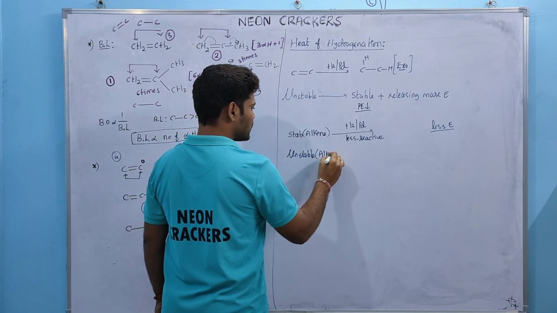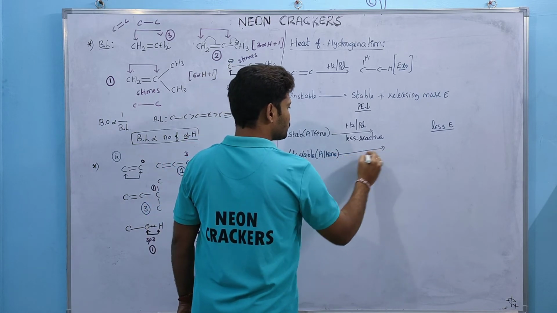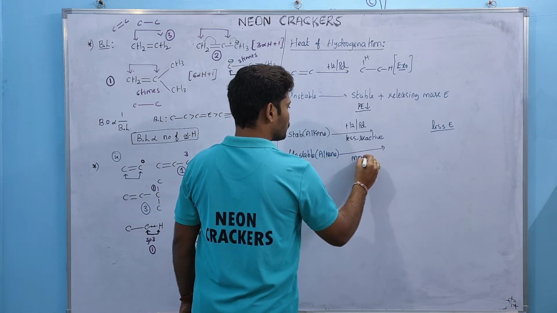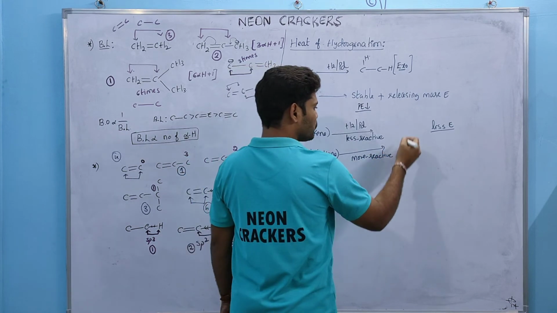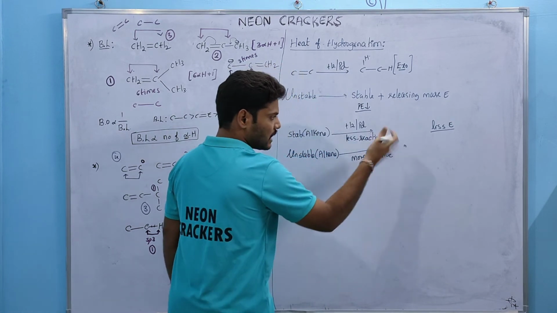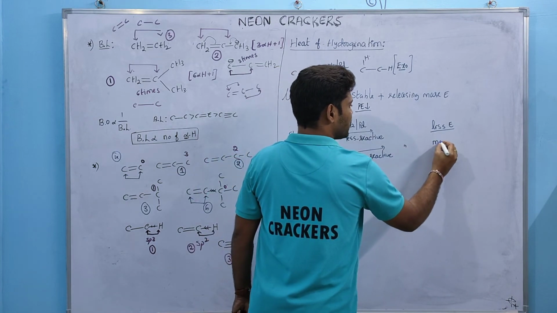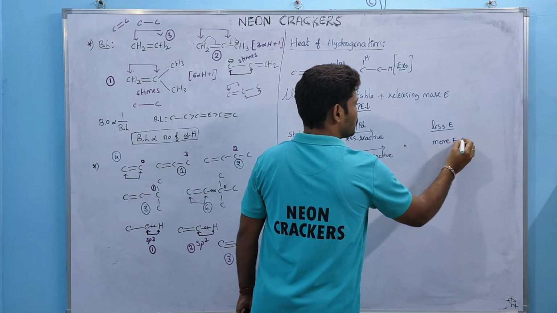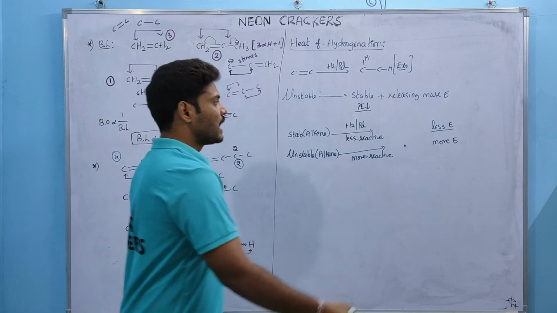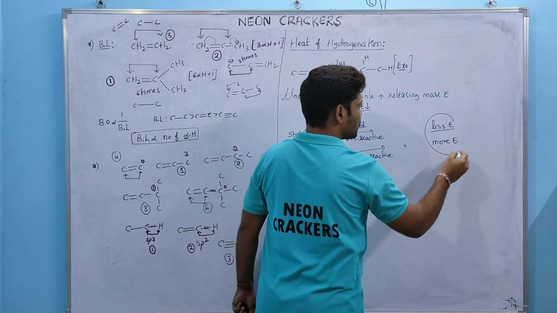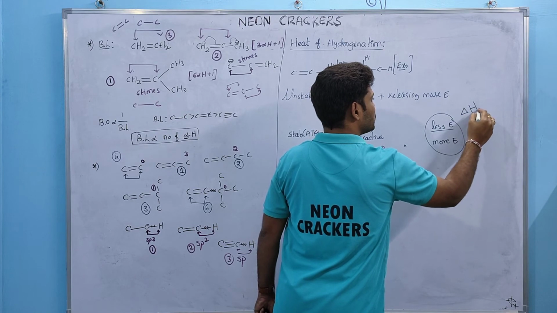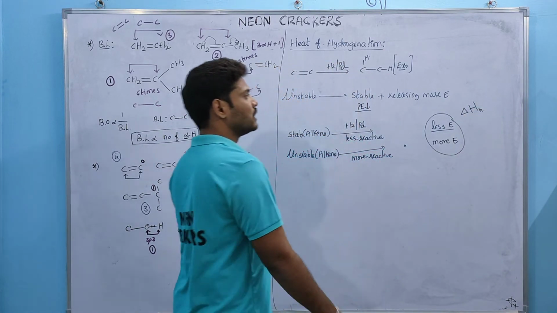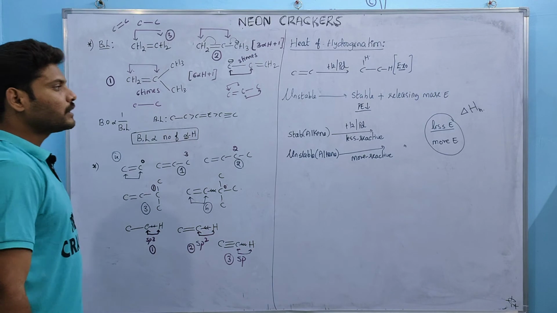If the reactant is unstable, meaning an unstable alkene is there, it is more reactive, so it gives more energy. Of course, some product is formed, that is alkane, and more energy is released. Whether less energy or more energy, this is called heat of hydrogenation, delta H.